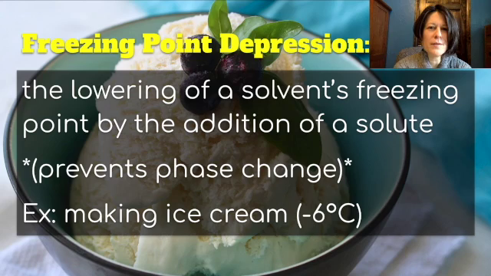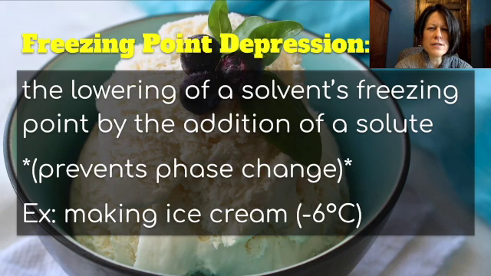So the first thing we have to talk about is freezing point depression. This is the lowering of a solvent's freezing point by the addition of a solute. What this does is it prevents phase change, and in our area, we use this all the time during winter. This is the reason that we put salt on ice. When we put the salt on ice, what it does is it actually lowers the freezing point of the ice so it stays liquid longer.